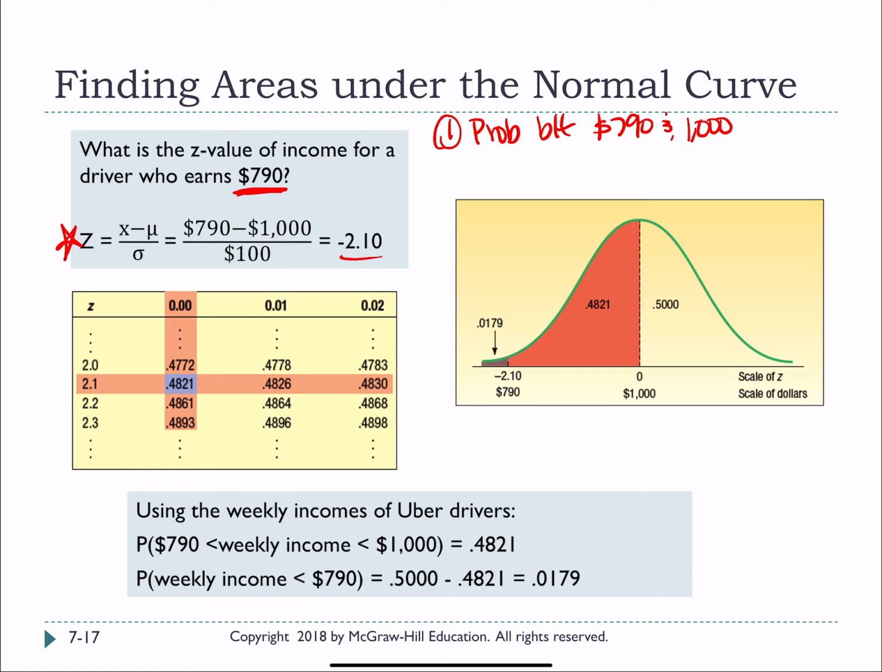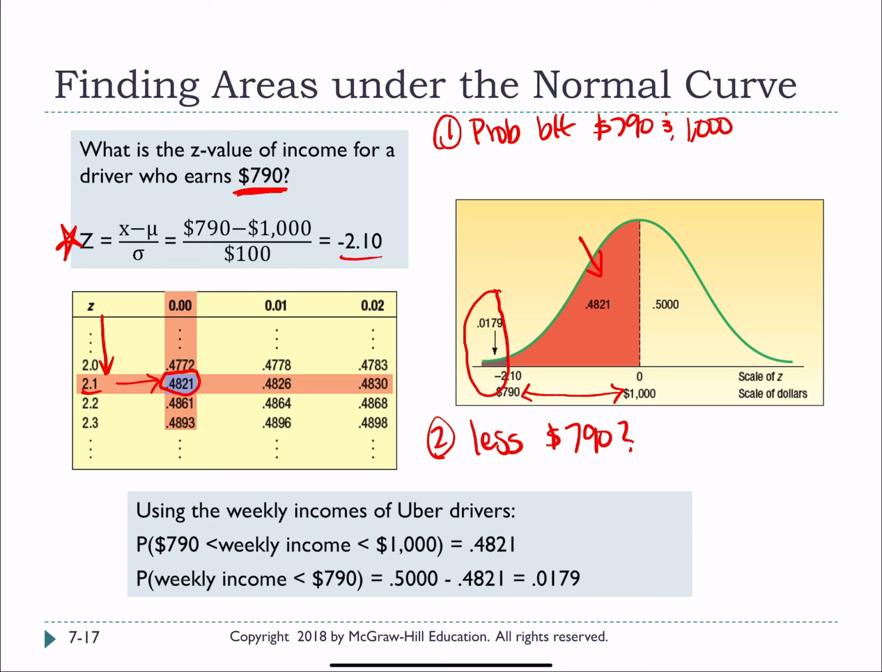So again, I'm going to look for a positive 2, so I go down my column of Z's until I get to 2.1, and then I'm going to go over in my row until I get to 0.0, and the area is 0.4821. So that's this kind of orange area. That's the probability that the income of the driver we select would be between 790 and 1,000. But maybe the question I really want to answer is, what's the probability that the driver randomly selected has income less than 790? So that's what I meant when I said the tail down here.